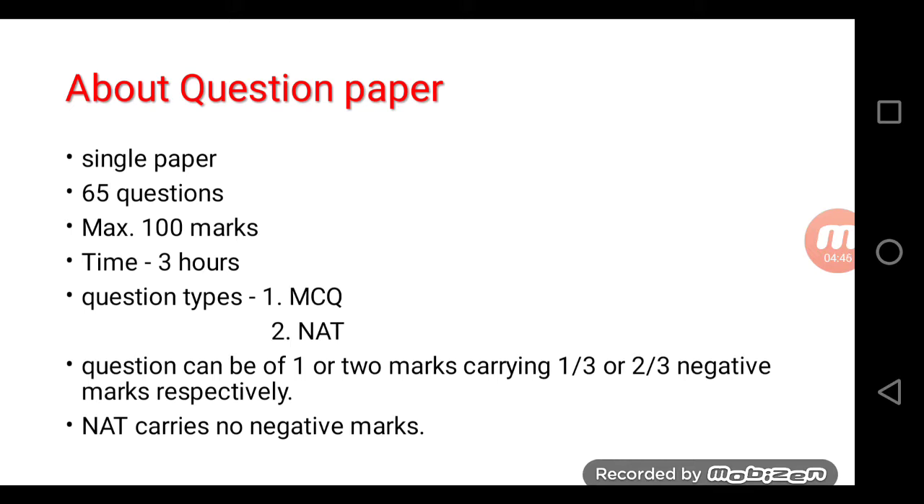And the MCQs would come with 4 options and would come with negative marks too. Once you attempt a 1 mark question wrong, you incur 1 by 3 negative marks, and respectively in a 2 marks question you incur 2 by 3 negative marks if you're wrong.